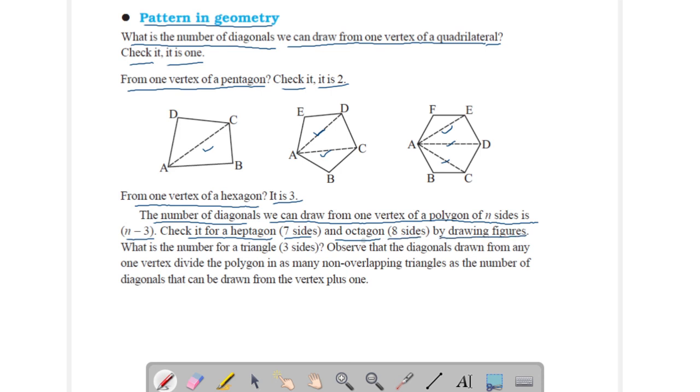By drawing figures, what is the number of triangles if it has 3 sides? Triangle means it has 3 sides. Observe that the diagonals drawn from any one vertex divide the polygon into as many non-overlapping triangles as the number of diagonals that can be drawn from the vertex plus 1.